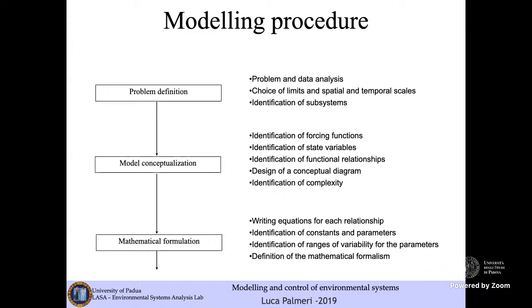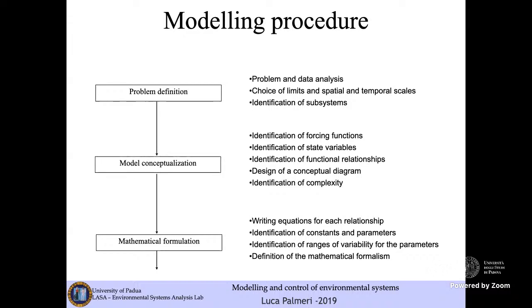Then you have to choose the limits and spatial and temporal scales. And then you have to identify the subsystems. For example, in the case of a eutrophication model, one subsystem will be algal cells. So one of the subsystems may be that of an algae that is growing. So a subsystem may be the description of nutrient assumption and growth process as a consequence of nutrient assumption. Then, when you have defined appropriately your problem, you switch to the next phase, that is model conceptualization.